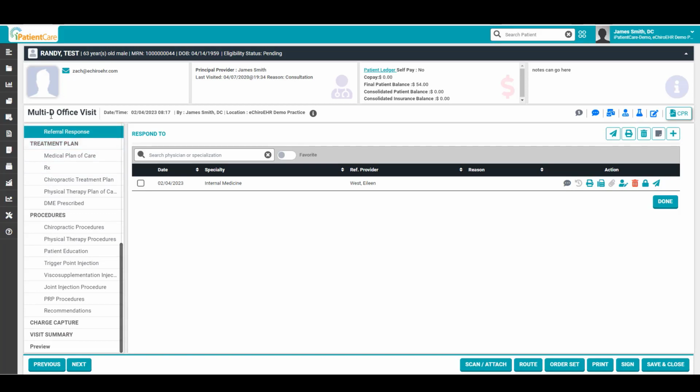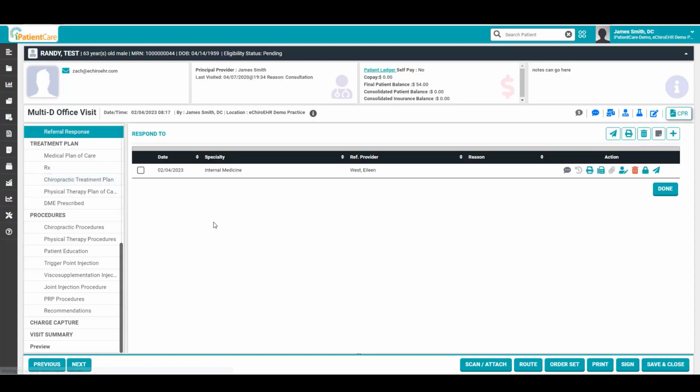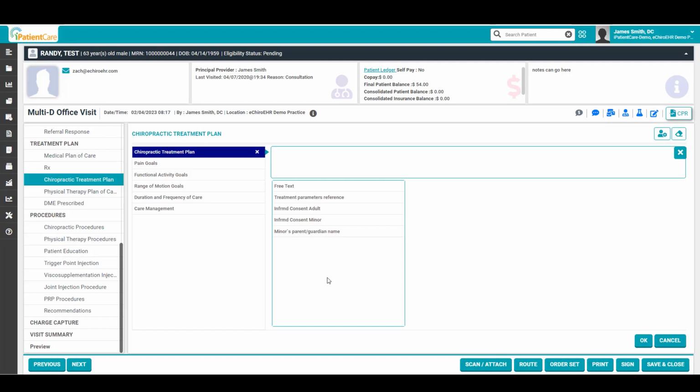Now, you'll see in this multi-D office visit note, we have a medical plan of care with prescription, we have a chiropractic treatment plan, physical therapy plan of care, and durable medical equipment prescribed. So let's open up the chiropractic treatment plan since we are doing this note from a chiropractic provider perspective. We do know, based on Medicare requirements and requirements by other insurance companies, that there are 3 key areas within a chiropractic treatment plan.